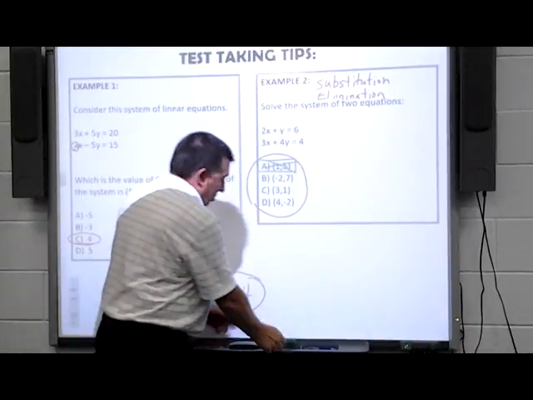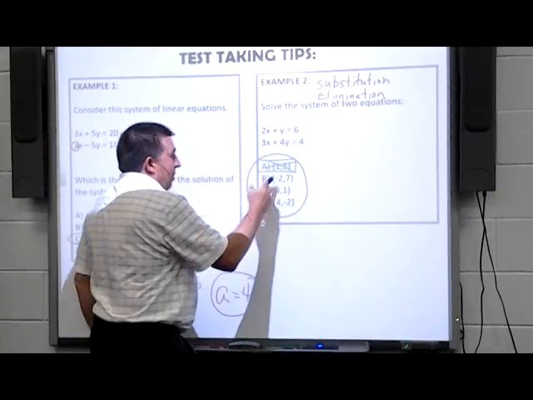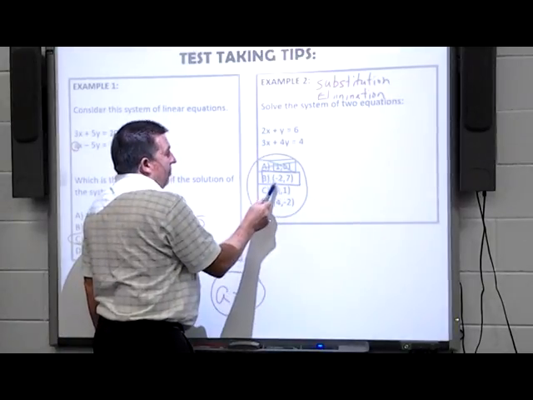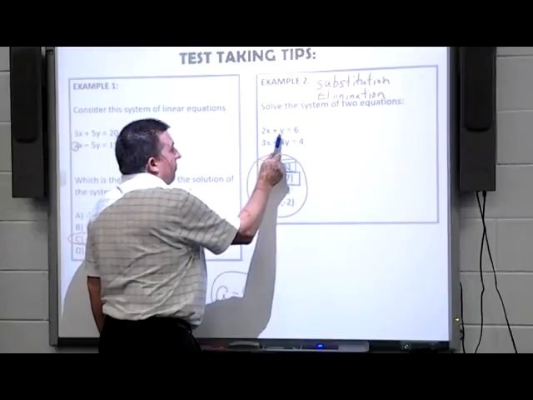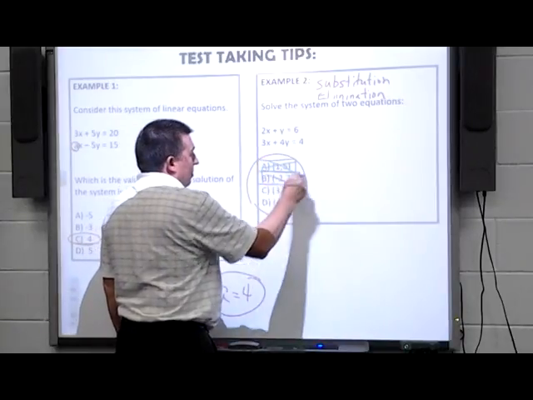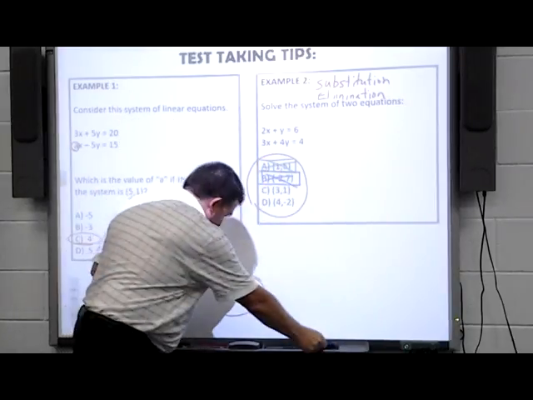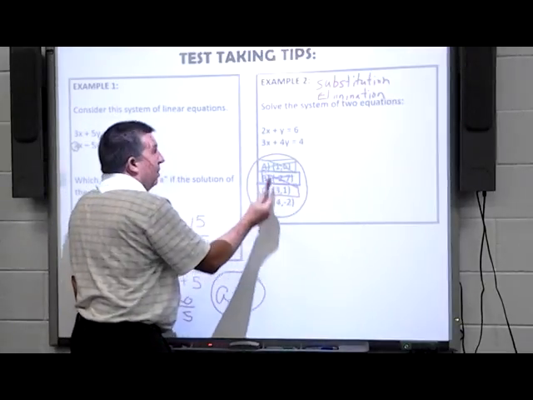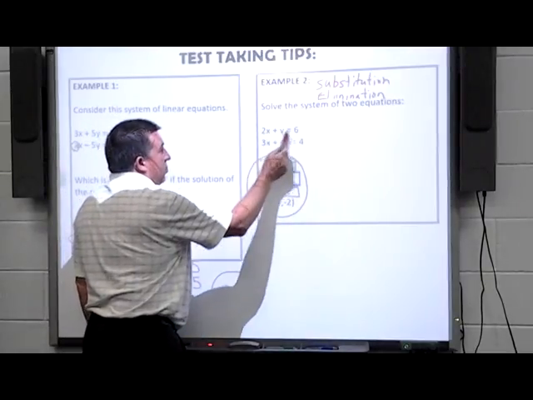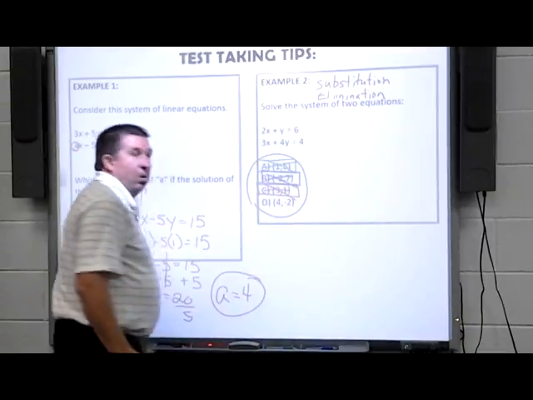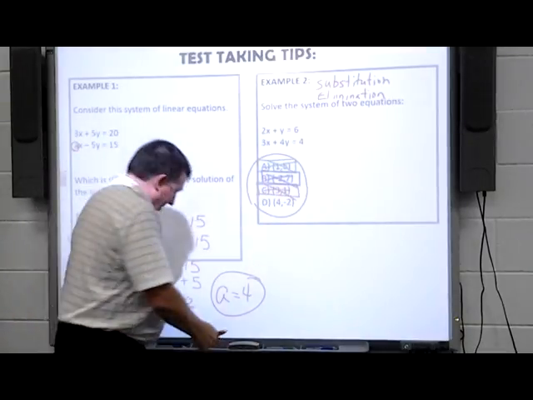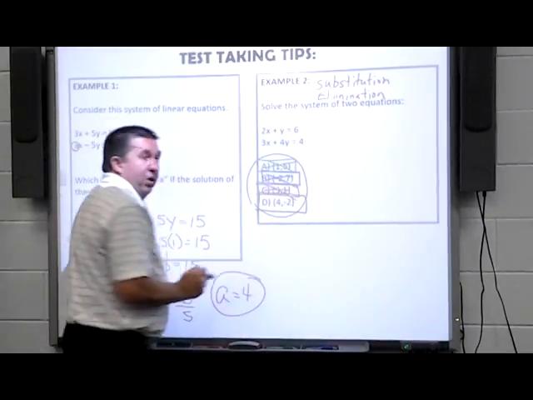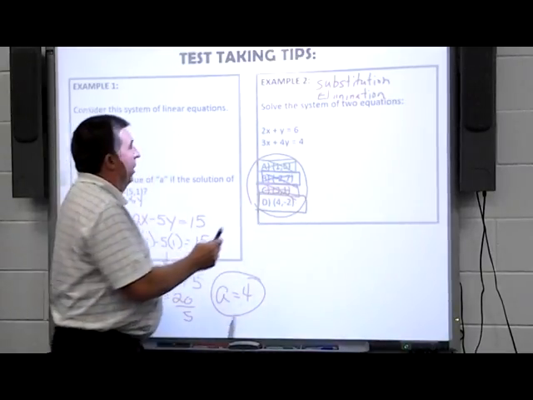Okay? So now let's try B. Let's try -2 and 7. 2 times -2 is -4. -4 plus 7 is not 6. That one doesn't work. Let's try another one. Let's try 3 and 1. 2 times 3 is 6, plus 1 is 7. That one doesn't work. So hopefully this one's going to work. It should be D. We've got to make sure though. It has to work in both equations to be the correct answer.